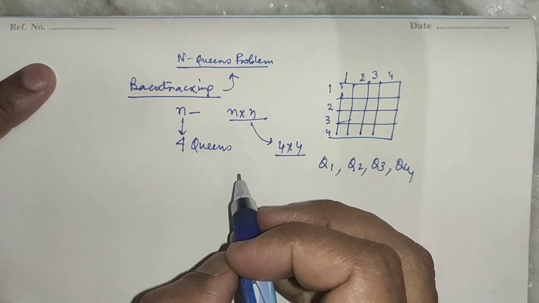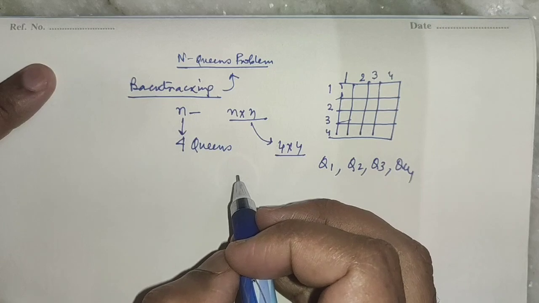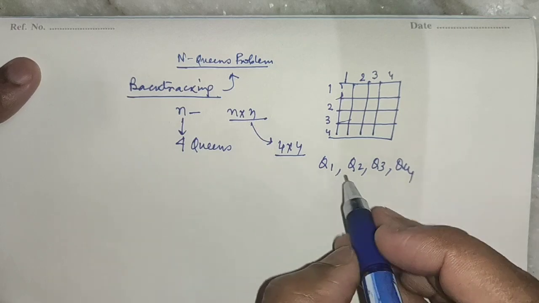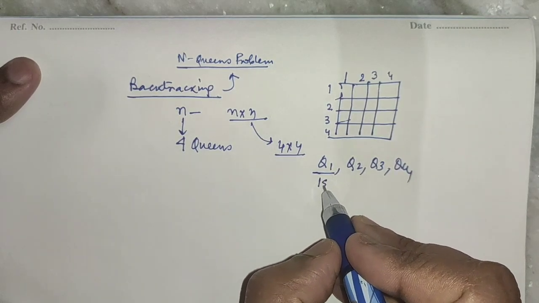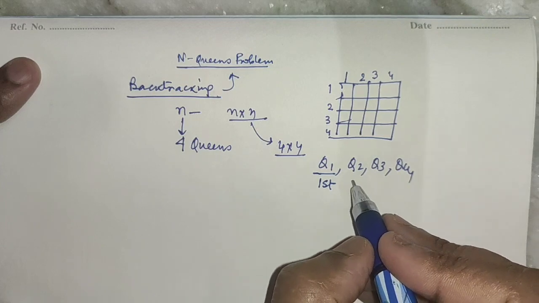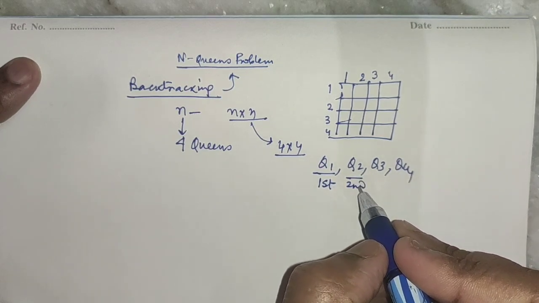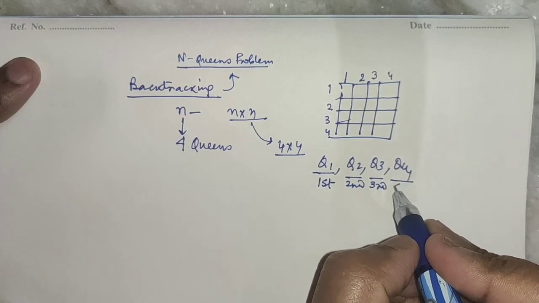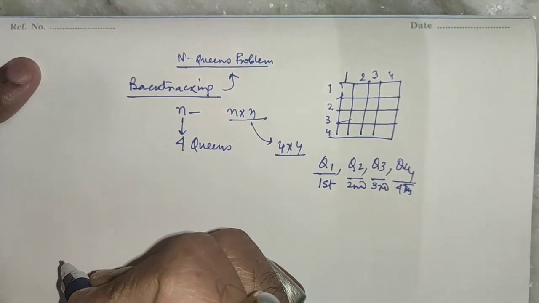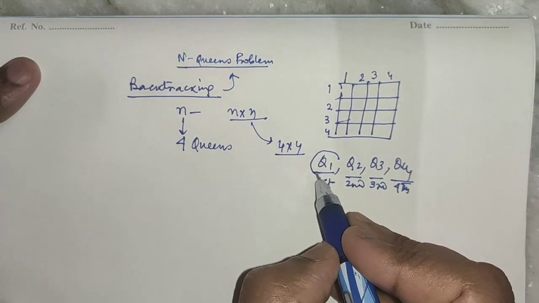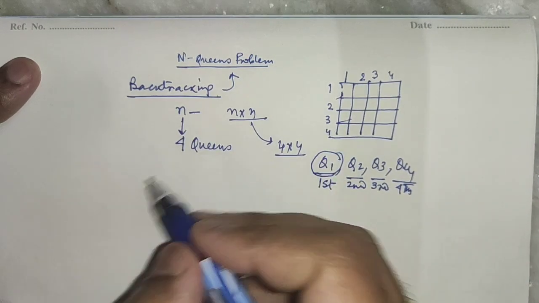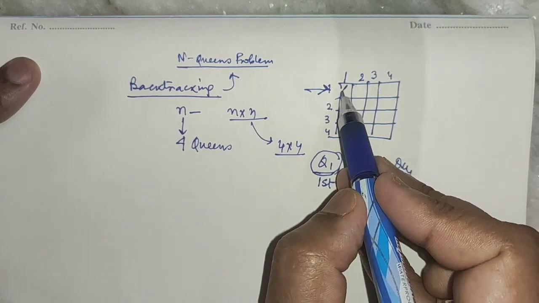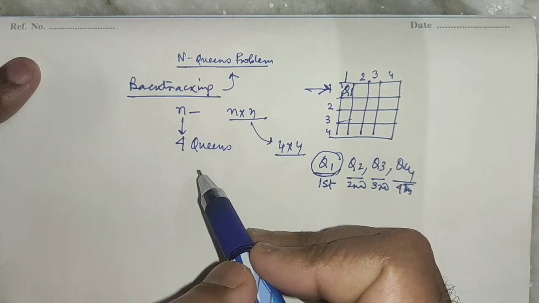So to avoid the row conflict, let us assume that each and every queen gets one row. That is, for the first queen, let us consider the first row. For the second queen, assume that it will be placed at the second row. For the third queen, the third row, and the fourth queen, the fourth row. So now take the first queen. Queen 1 means row 1. So at the first row, first column, suppose you place the first queen.